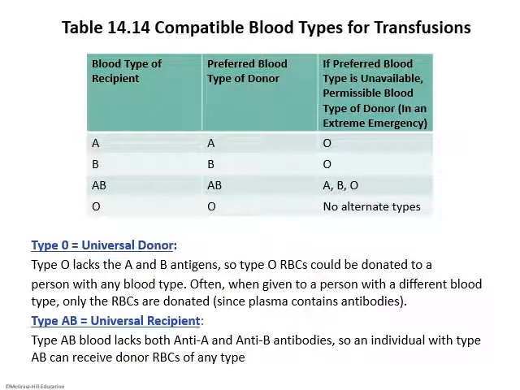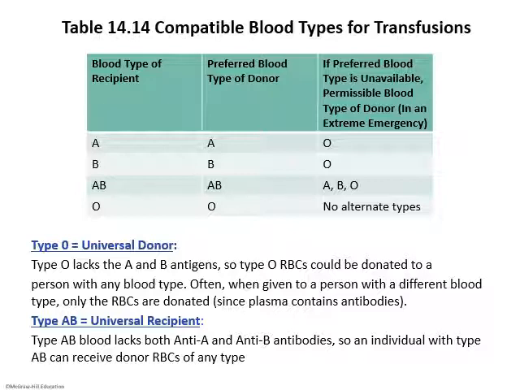Okay, so compatible blood types for transfusions. We're not going to go into adding the Rh to the ABO system right now. We'll talk about it in general, but as far as your exams go, you don't need to remember A positive, A negative, B positive, B negative, etc. Just A, B, AB, and O.